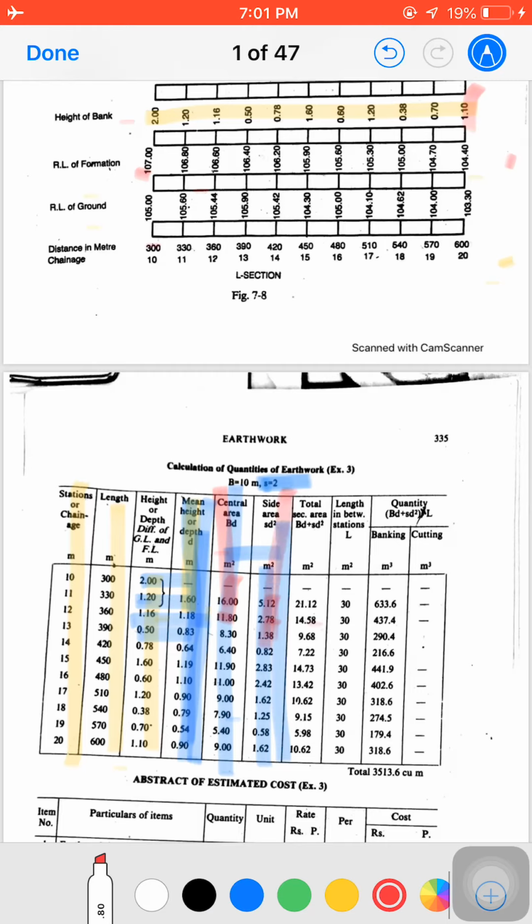Next, the length is constant, it will remain the same, that is 30 meters. Then you will be calculating the quantity. Here they have given all the quantities in banking. That will be BD plus SD square into L, that is this column into the length. You get this column.